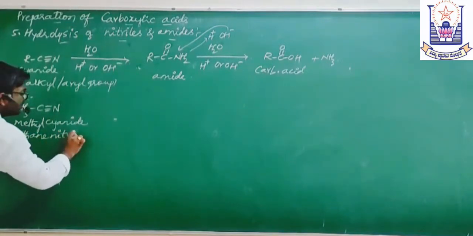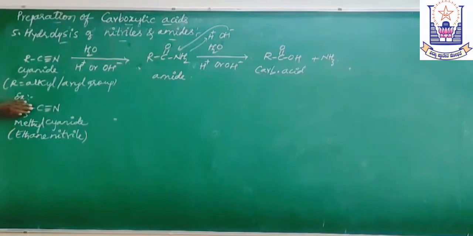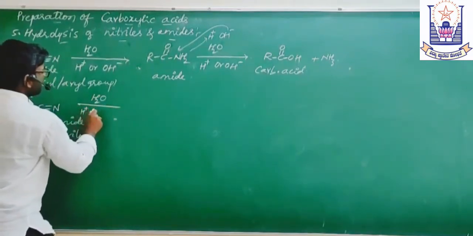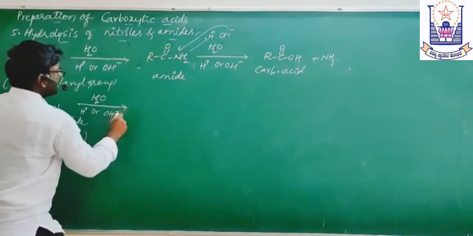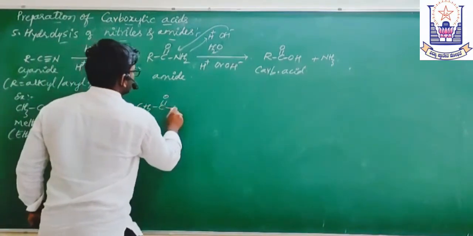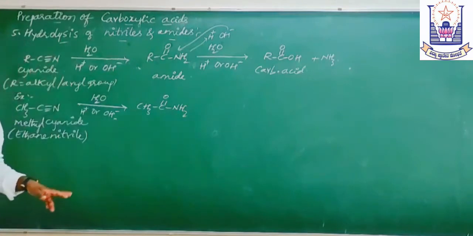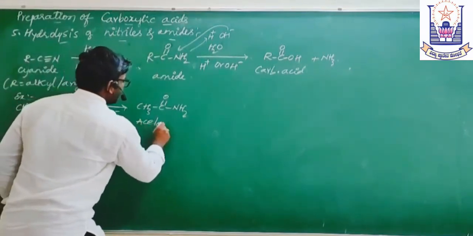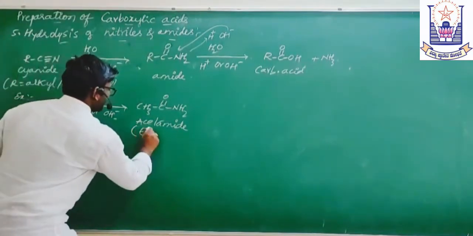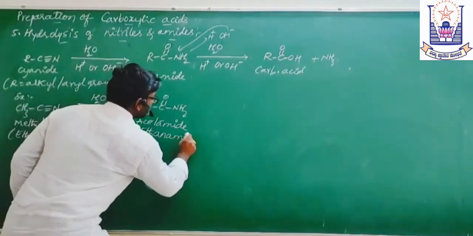Look at the difference between the common name and the IUPAC name. Methyl cyanide, the C of cyanide is included. Ethane, 2 carbon atoms, nitrile for the triple bond. You have to notice this properly. When it is hydrolyzed in the presence of acidic or basic medium, you will get the corresponding amide, CH3CONH2. Its common name is acetamide, and its IUPAC name is ethanamide.